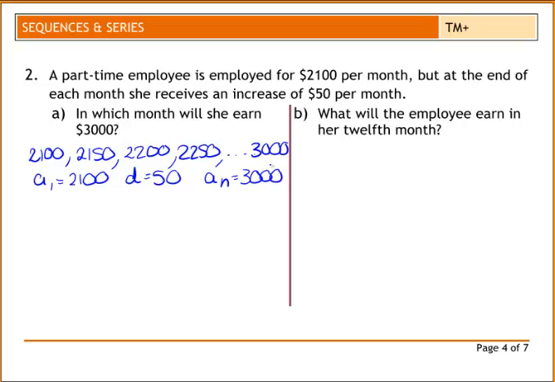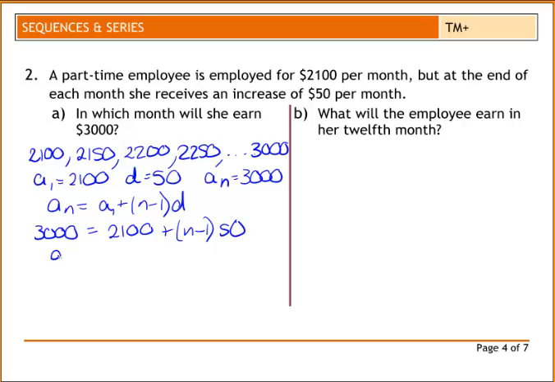Okay, so let's solve this. an equals a1 plus n minus 1 times d. So this is exactly the same as the previous question. So pause the video, have a go yourself. Make sure you know how to work it out. Just don't keep following my solutions.